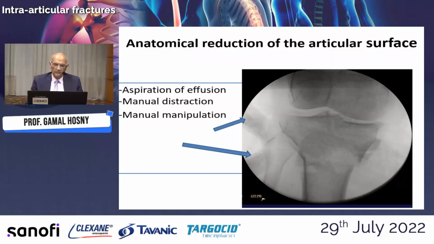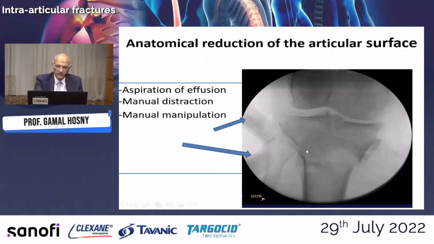We don't believe in ligamentotaxis because many of these fragments are not attached to the soft tissue. So when you apply distraction, how will this soft tissue correct the deformity? This is not true. So we just apply manual distraction. So aspiration of the effusion, manual distraction, and manual manipulation of the fragment.